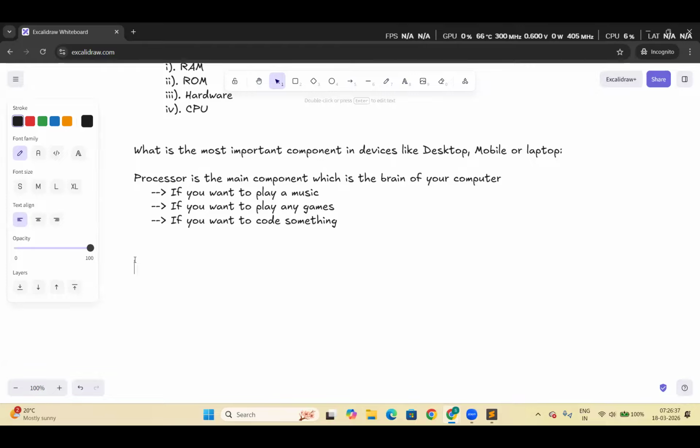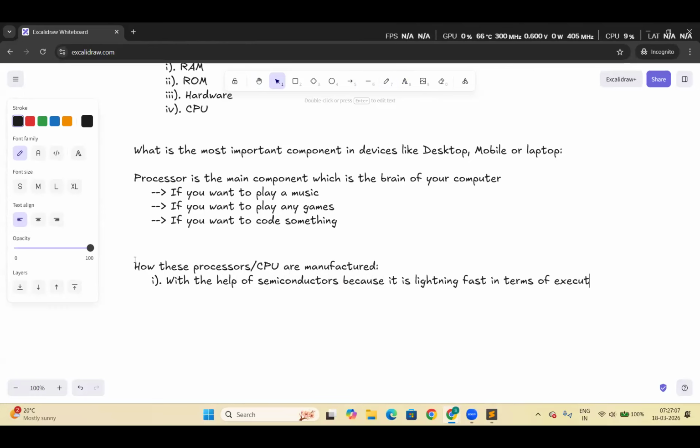Now, how are these processors or CPUs manufactured? With the help of semiconductors, because they are lightning fast in terms of execution speed, and they use the concept of transistors. Clear?